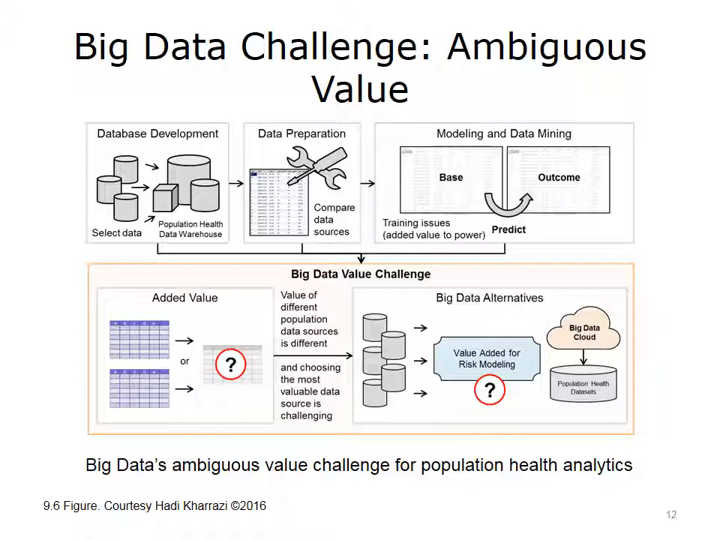solve them. As shown in the left side of the bottom diagram, traditional data platforms are limited in providing approaches to measure the value added of each data source. Population health data warehouses will increasingly test the value added of new data sources and will probably face challenges in determining the best data sources to improve the predictive analytics for a given population. Big data platforms and solutions should become more mainstream in such conditions. The big data alternatives include automations that can enhance the identification of valuable data sources.